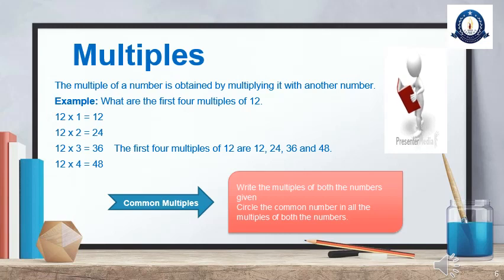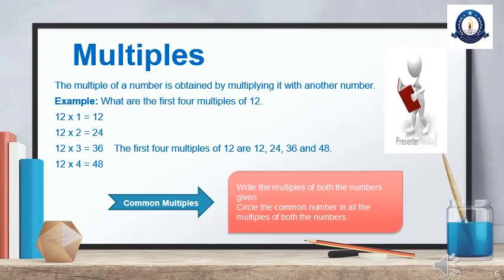12 into 3 is 36. 12 into 4 is 48. So the third multiple is 36 and the fourth multiple is 48. If they ask for the fifth multiple, 12 into 5 is equal to 60. So the fifth multiple is 60. See here, the first four multiples of 12 are 12, 24, 36 and 48.